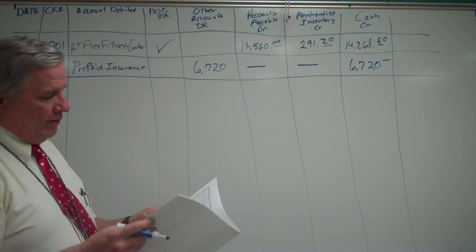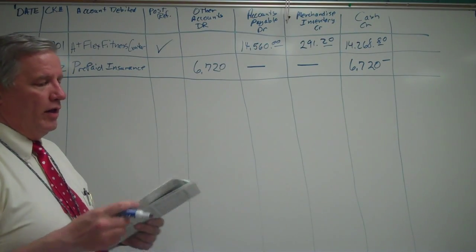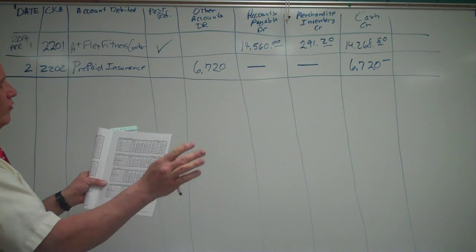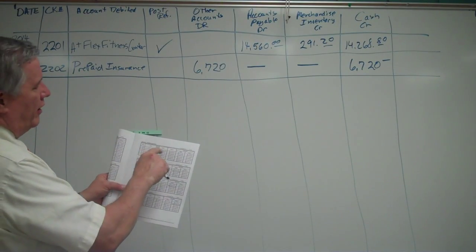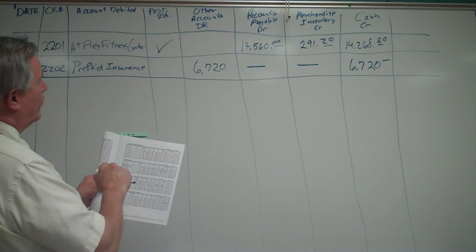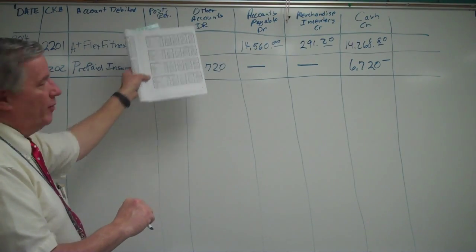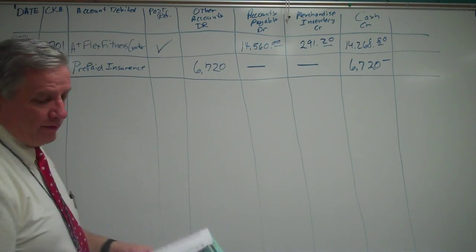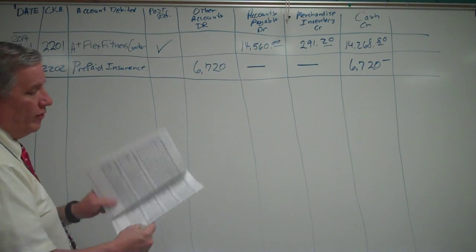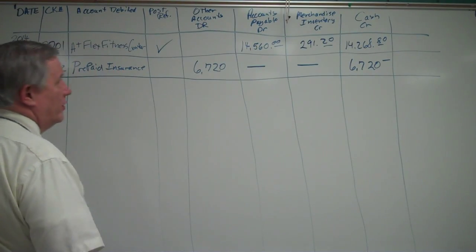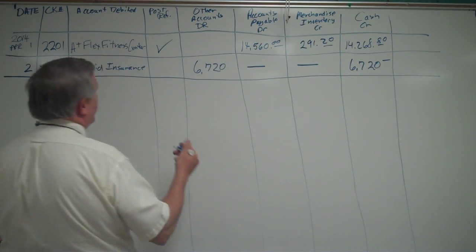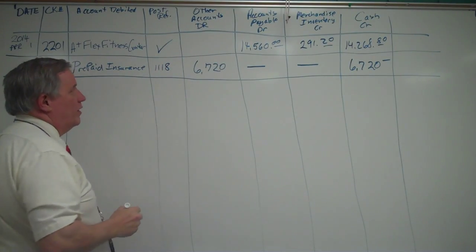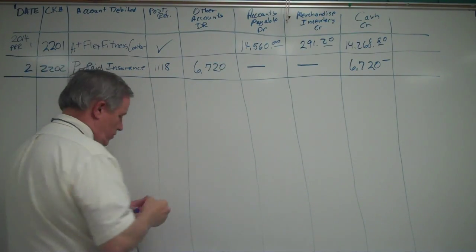It's going to be an asset. I'm going to look in the ones, and it is account number 1118. It doesn't have a balance to begin with, so I'm going to put the full date. The debit of $6,720. The new balance is going to be $6,720. And in the posting reference column, I'm going to put CP1, cash payments 1, and over here I'm going to put 1118.